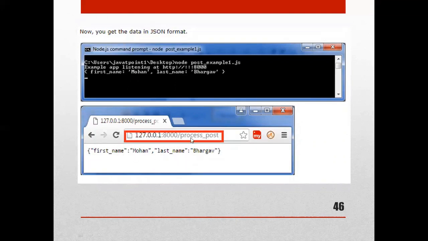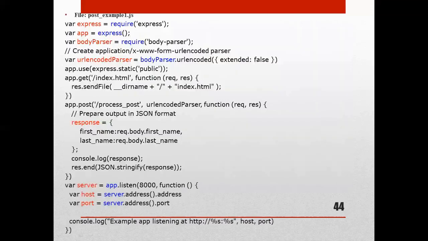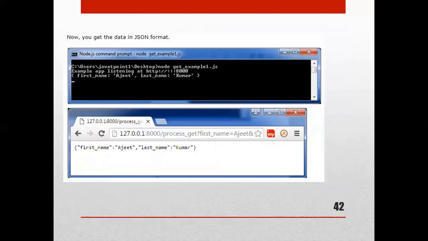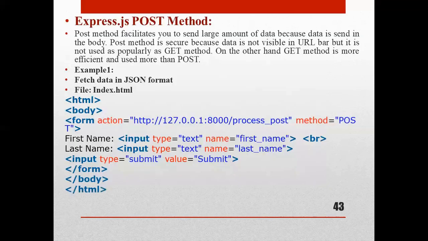Here you can see in the URL bar, it does not show the body that we have entered here. Why? Because we are using the post method here. But in the previous example, you can see it shows the details we have entered in the browser here, because we are using the get method. That get method is not secure, but the post method is secure.